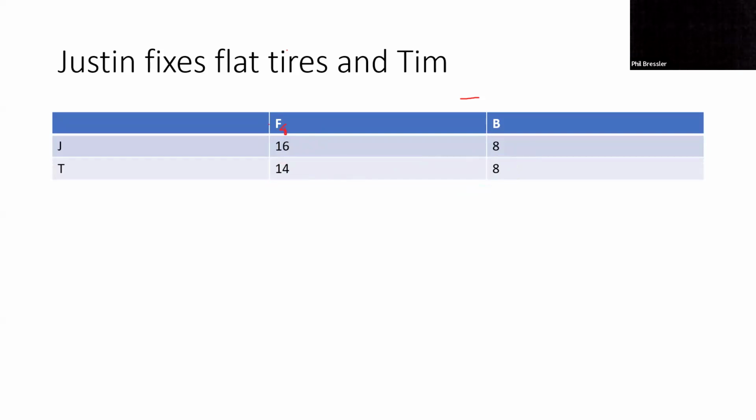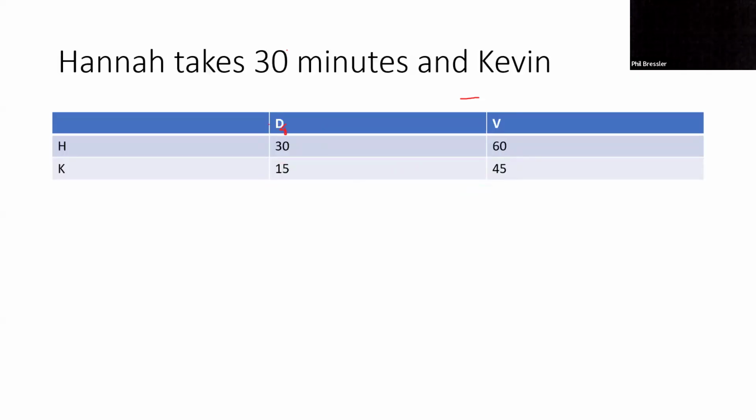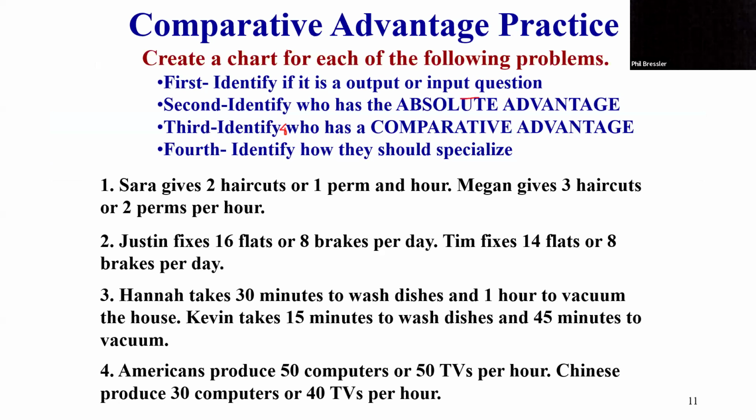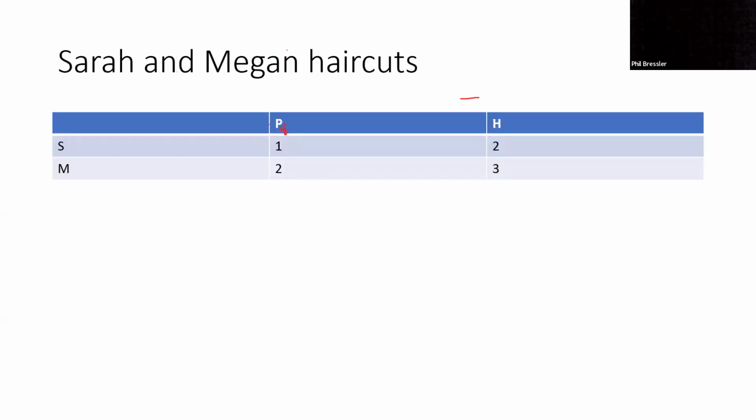All right. What's the third scenario? Hannah takes 30 minutes. All right. So is this an input or output question? We've got input because it's time. That being said, what are they doing? Dishes and vacuuming.